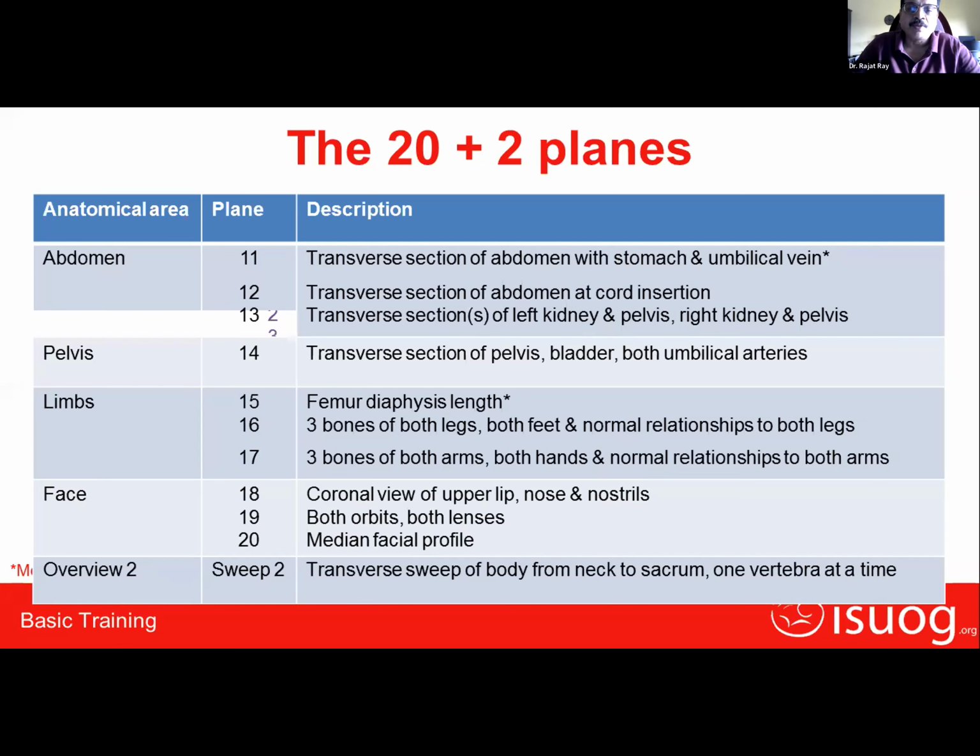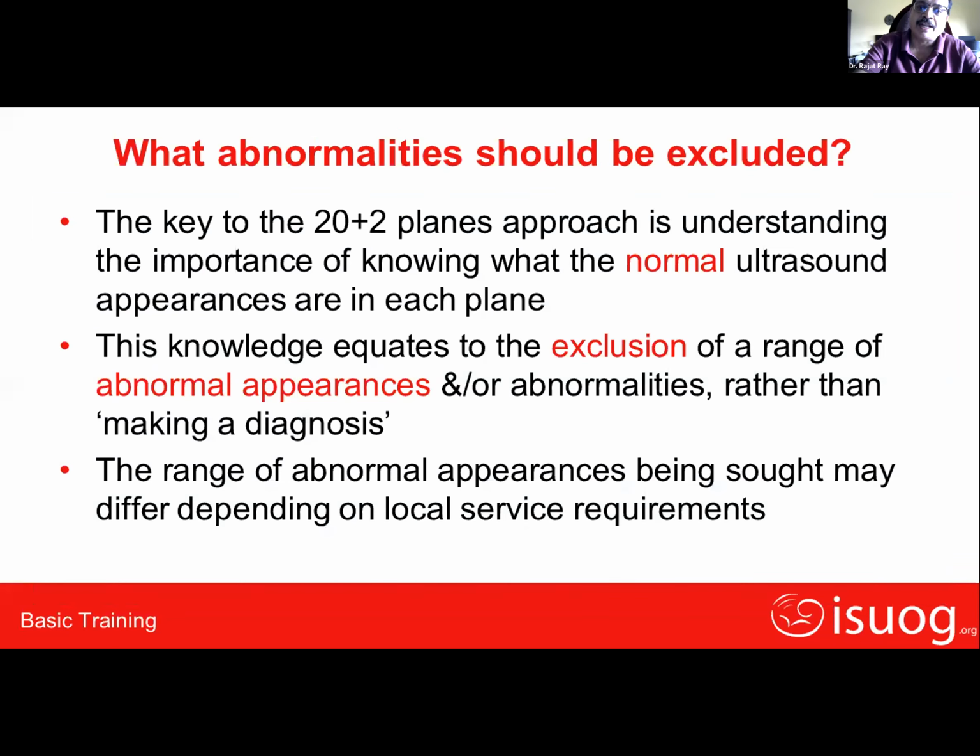Coronal view of the upper lip and nostrils, both orbits, both lenses, median facial profile, and we end by checking the last sweep, or overview sweep 2, where we take a transverse sweep of the body from neck to sacrum, one vertebra at a time. You take the vertebral transverse section at a time from head to toe. So this anomaly scan covers all the structural anomalies from head to toe.